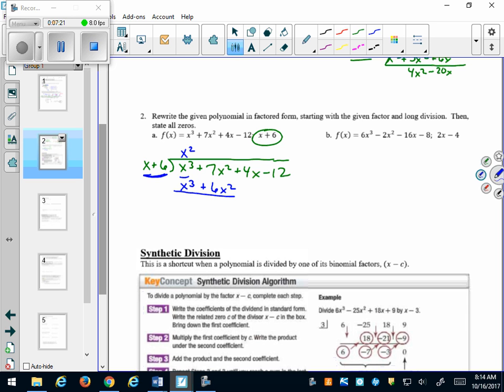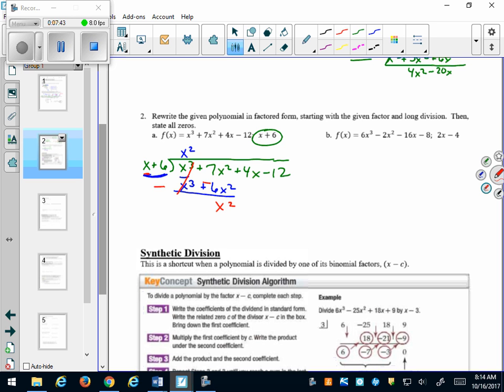Now we need to subtract, but we're subtracting this whole thing. So make sure you're subtracting the 6x squared also. I like to change my signs and put it through like that. Whatever works for you. So I get x squared here.